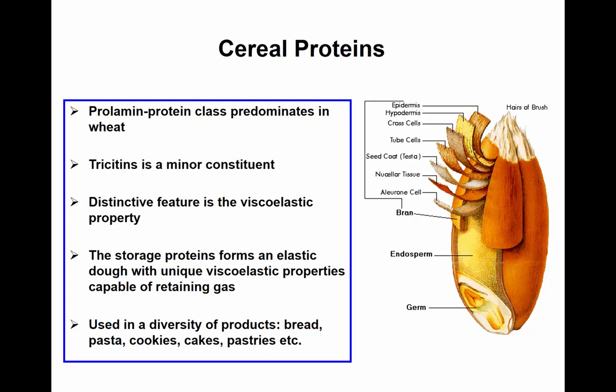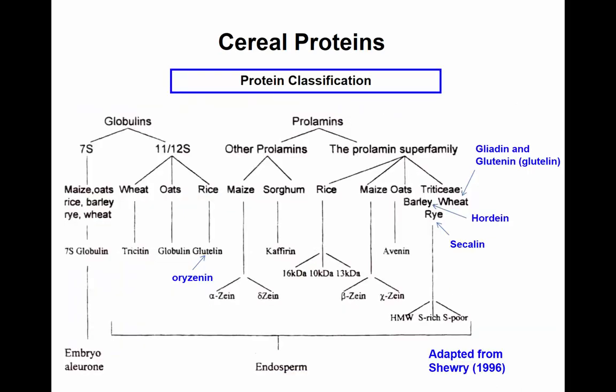Okay, so looking at the protein components of cereal, well, in this case, wheat, they're known to be prolamin-based or class proteins that predominate the wheat. So if we look backwards here a little bit, there's the prolamin, the subfamily for wheat. And for wheat, it is really gliadins and glutenins, but glutenins are the class of glutellin.